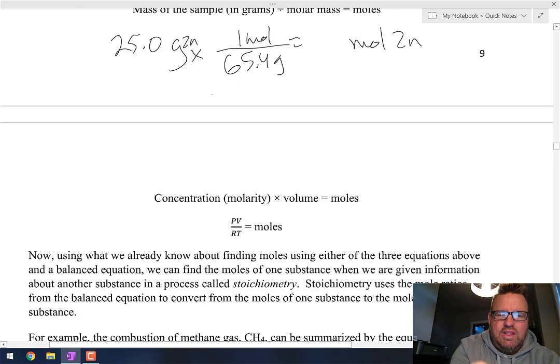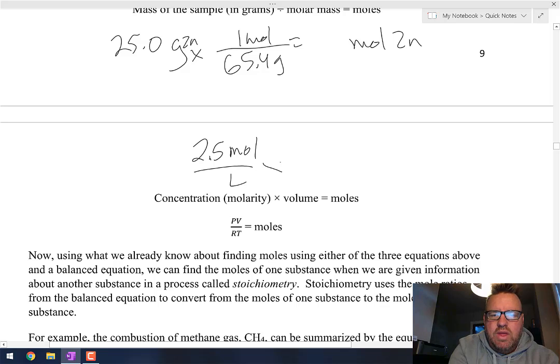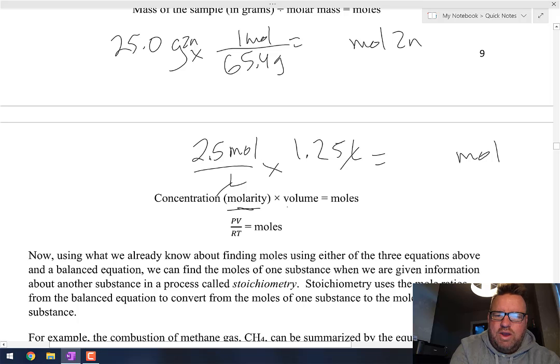Another way is to take the molarity. Say you have a 2.5 molar solution. Well, that's 2.5 moles per liter. And then you multiply by the volume. Let's say it's 1.25 liters. You'll notice that the liters cancel, and what you're left with is moles.